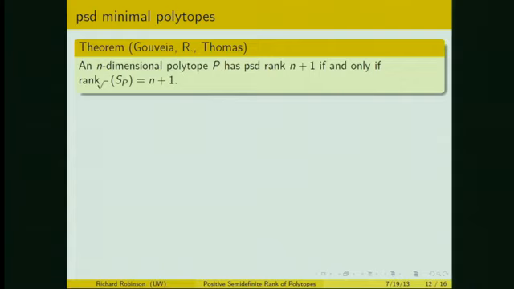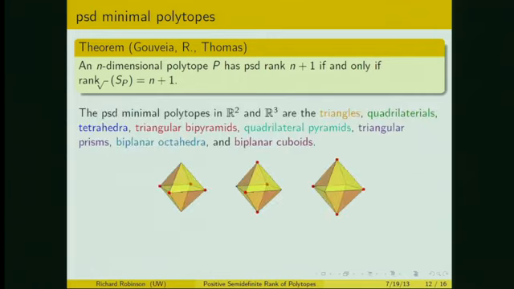And our characterization for these PSD minimal polytopes is: a polytope is PSD minimal if and only if the square root rank is equal to n+1. So this isn't a great characterization because we still have to deal with all these possible square roots, but it is easier to work with than just calculating the PSD rank of a matrix. And we've been able to use it to characterize all PSD minimal polytopes in R2 and R3.